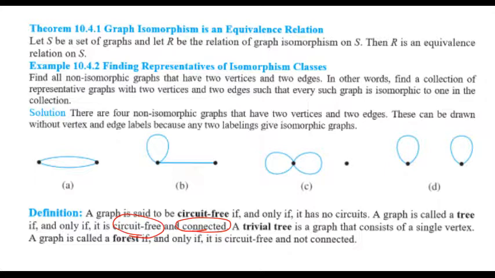Then we have another definition which defines a forest. We say a graph is called a forest if and only if it is circuit-free and not connected. Why do we call it a forest? Because if a graph is circuit-free but not connected, it is composed of a number of connected components, right? A graph that is not connected has more than one connected component. Each of those connected components will be circuit-free, obviously, because the whole graph is circuit-free. So each connected component creates a tree. So the whole graph is a collection of trees, which we call a forest.